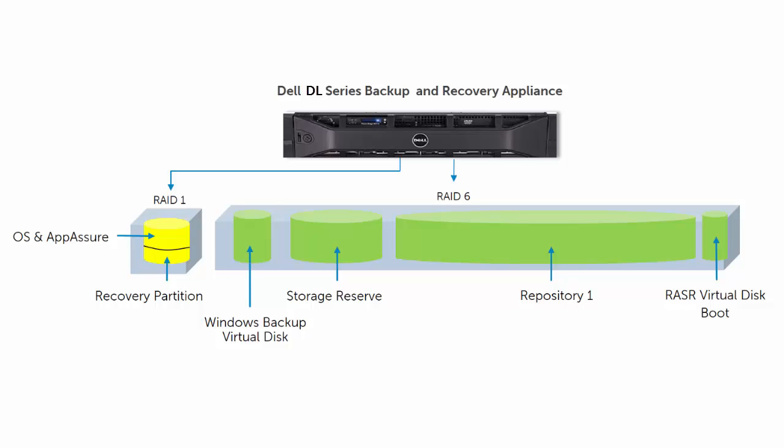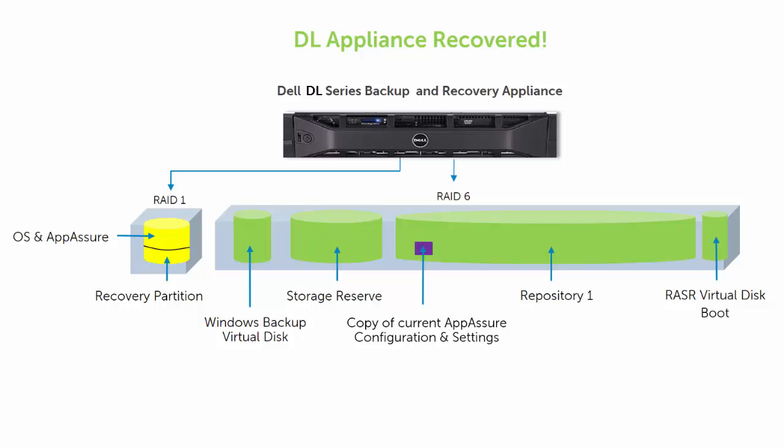In the event of a DL appliance operating system corruption or hardware failure, the RASR USB key will be used to boot the DL appliance into RASR for recovery. Since this video will perform recovery using a factory reset, the DL default image is recovered from the USB key. A copy of the latest aperture settings and configurations are stored in the DL appliance repository. Since the DL appliance has been recovered by a factory reset, the aperture settings and configurations can be optionally recovered by mounting the DL volumes.